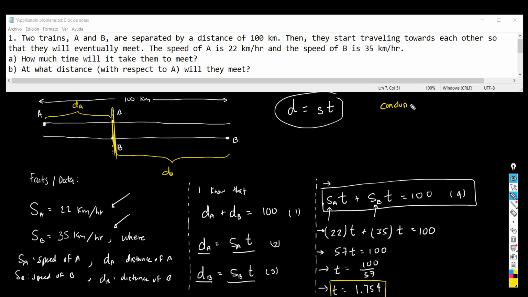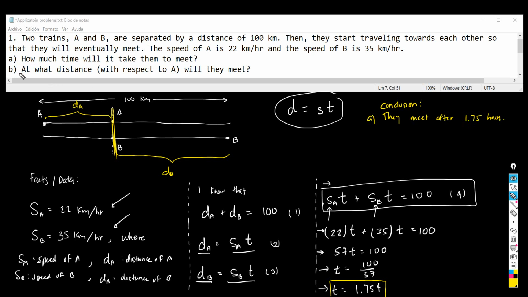I write conclusion. Well, the conclusion for the exercise A at least, they meet after 1.75 hours. And I'm done with exercise A.